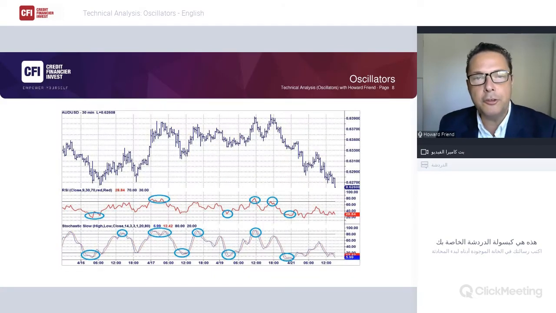Another example, 30-minute Aussie dollar, Aussie US. A similar kind of thing with the last example. The market is effectively moving sideways with a little bit of a trend to the downside at the end.